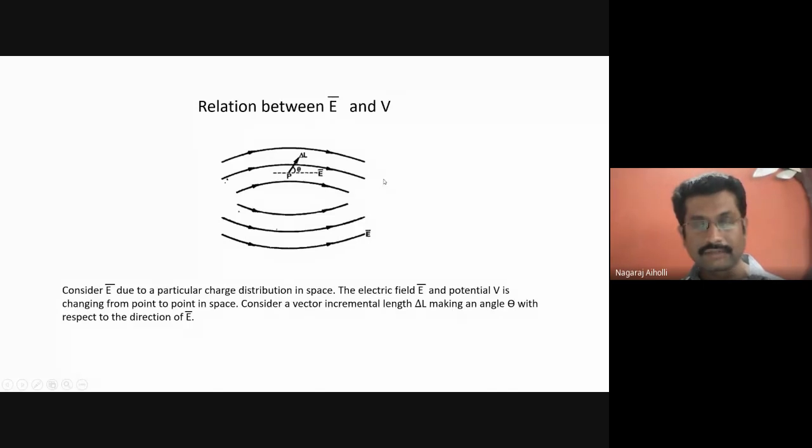E bar is a vector, so its magnitude is E and its unit vector is AL. Look at this diagram. Its magnitude is E, and in the direction of E bar the unit vector is AL, so it is E AL bar. E is the magnitude and AL bar is the direction of the electric field intensity E bar. Dotted with delta L bar, which is delta L into AL bar. Now AL bar dot AL bar will be 1. If you take the dot product of a unit vector with the same unit vector, the dot product will always be equal to 1.